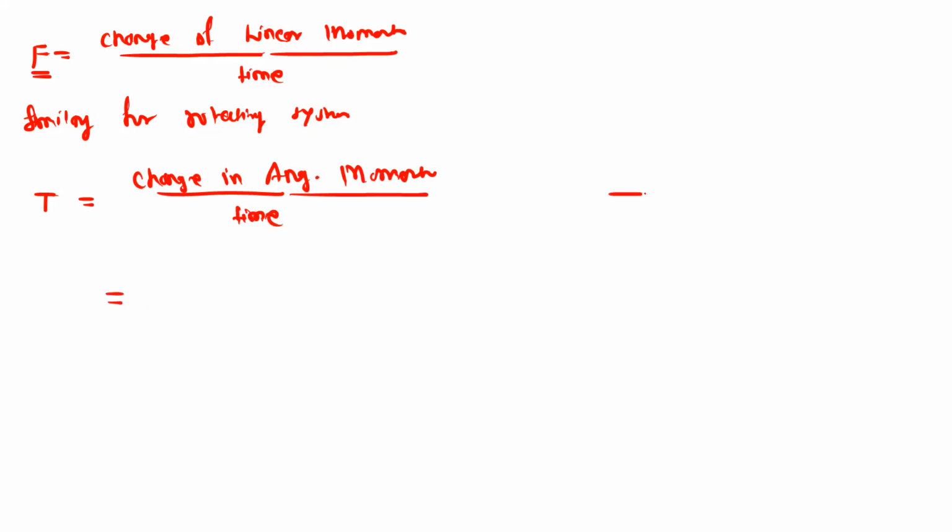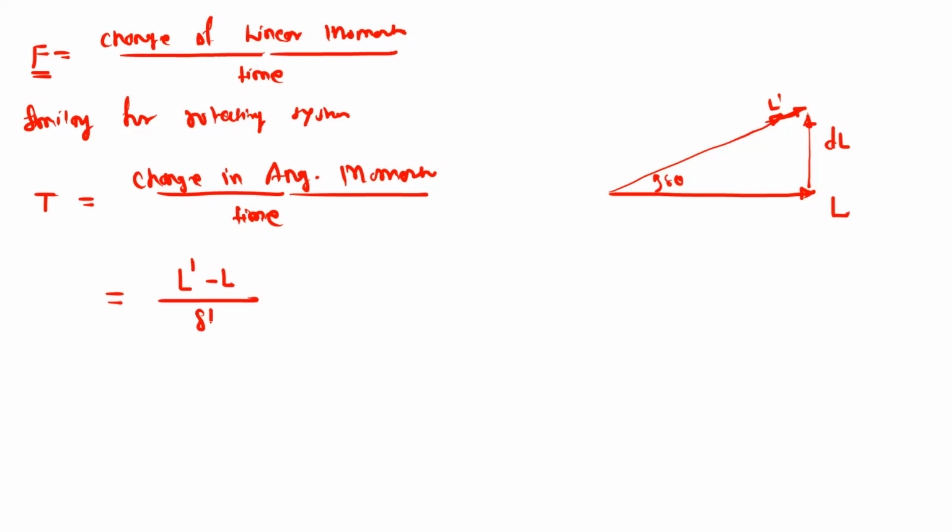So if you refer the vector diagram for that spinning disk, this is the initial vector for angular momentum L. This is the final vector after angular rotation delta theta. So this is the L dash. And this is the change, which is the dL. So we can write this as L dash minus L upon time. So we will take this time to be very small, as a delta t. So this L dash minus L is nothing but dL upon dt. Okay. So this is the torque value.